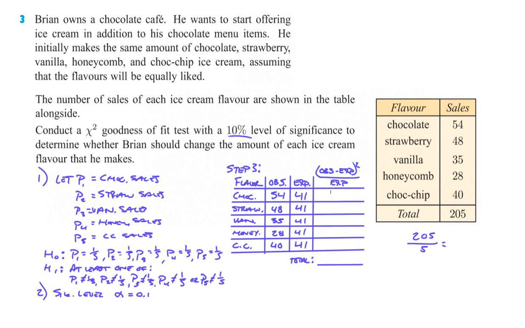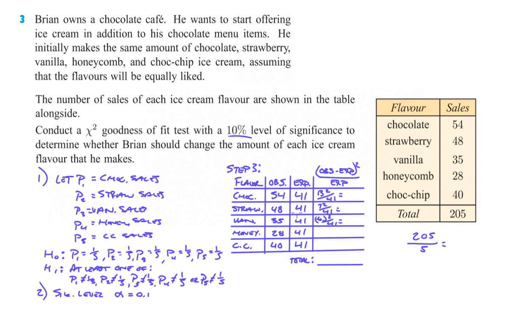Okay, so if we do the observed minus the expected squared divided by the expected, we would simply do 54 minus 41, which is 13 squared divided by 41, and that'll give us our value there. Over here we do 48 minus 41 is 7 squared over 41. 35 minus 41 is actually negative 6 squared. Negative 6 squared over 41. And we can do all those, calculate all of our individual pieces, and come up with a total.